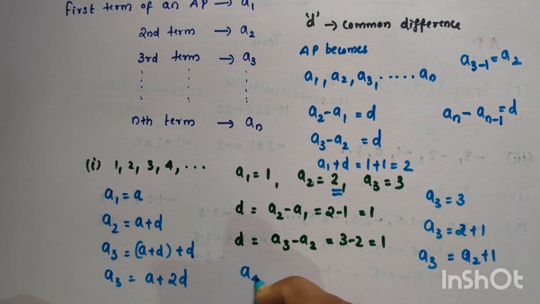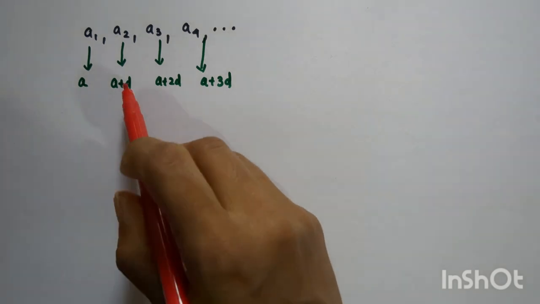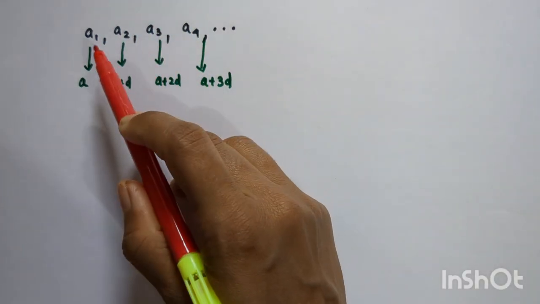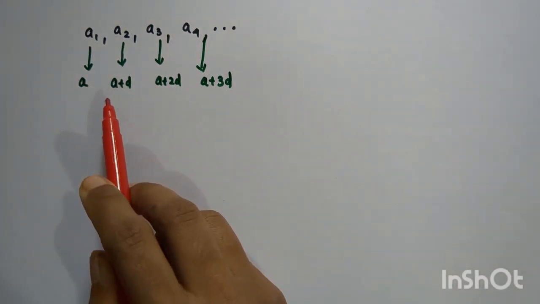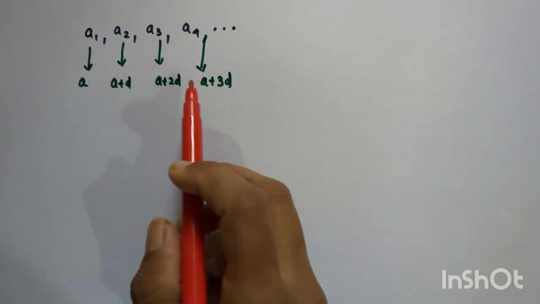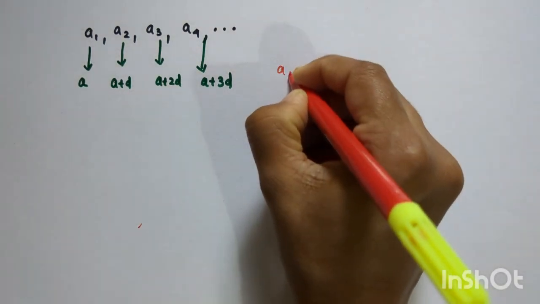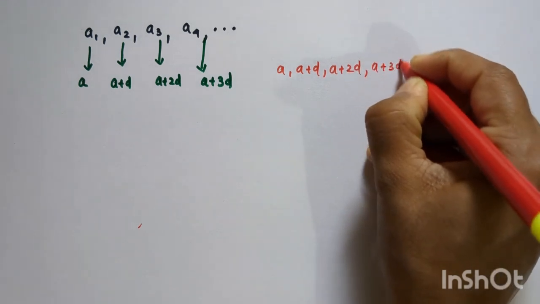Similarly, what about the fourth term? The fourth term will be A plus 3D. Similarly, you can have n terms. So, A1, A2, A3, A4, if it represents an AP, and if you consider the first term as A, then the second term can be written as A plus D, where D is the common difference. The third term can be written as A plus 2D, the fourth term as A plus 3D, etc.